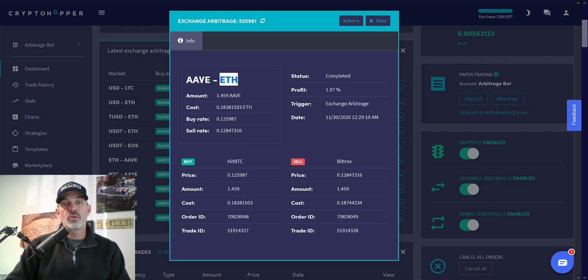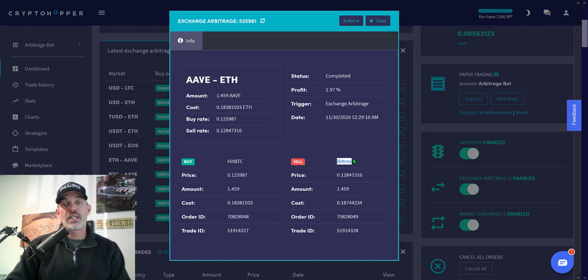And we're looking to perform arbitrage on Aave. And in this case, on HitBTC, we end up buying Aave with ETH. And so we end up with 1.459 Aave at a cost of 0.1838 and change ETH.